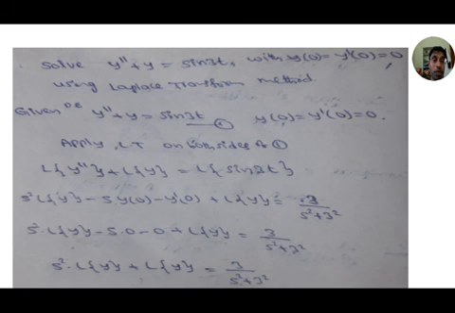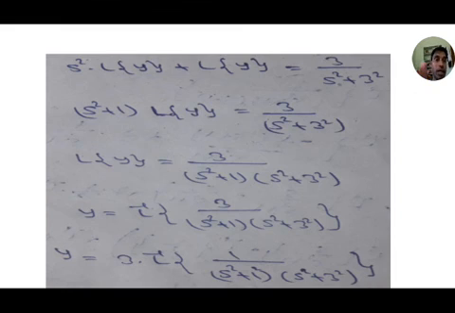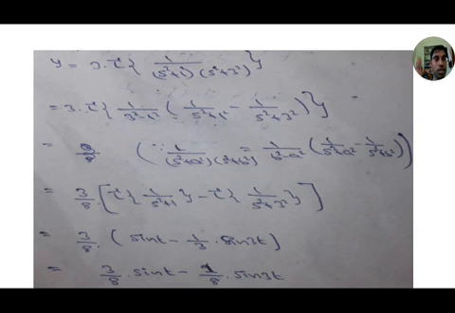Then simplify. After substituting the initial values, simplify the given function L of y in terms of s. Then L of y equal to f bar s, a function of s. Then y equal to L inverse of f bar s. By using any method, we have to find the inverse Laplace transform. We get the final answer.